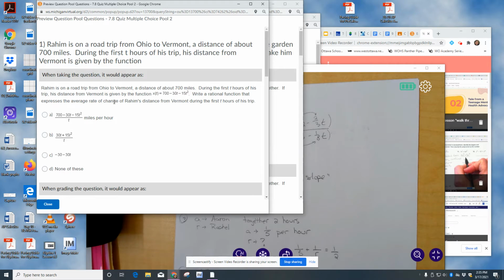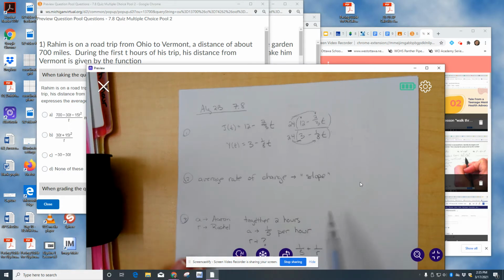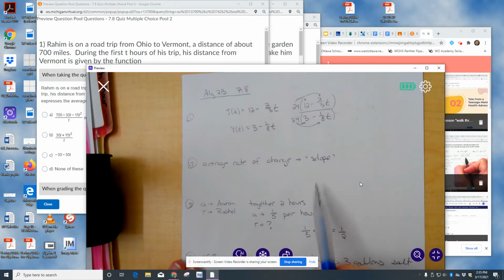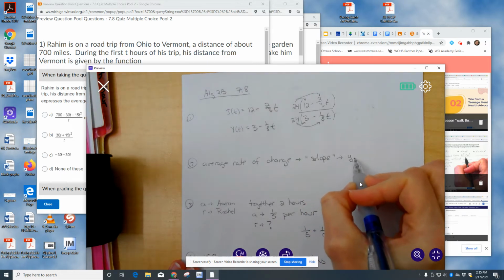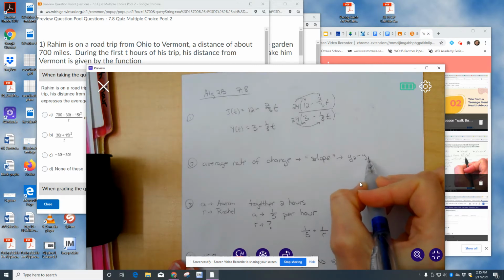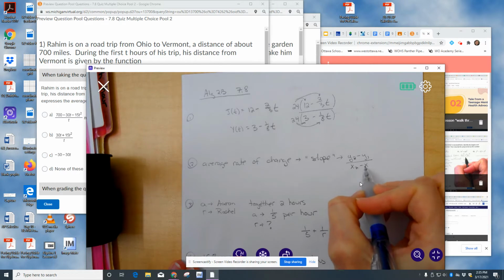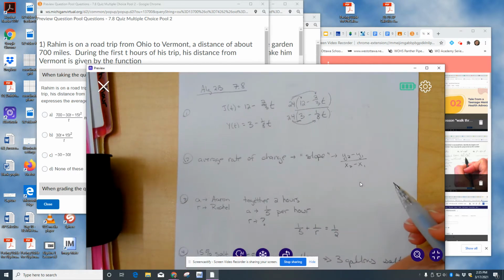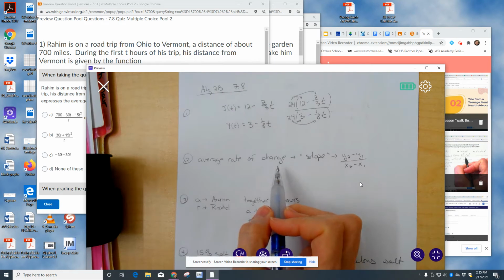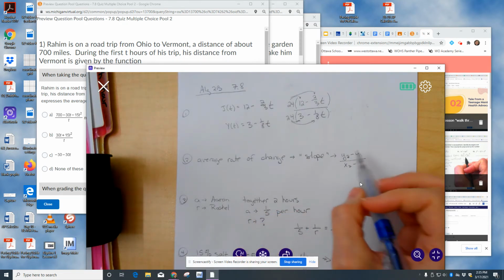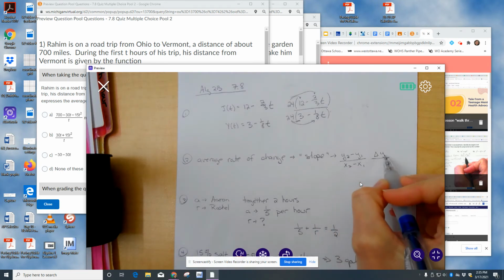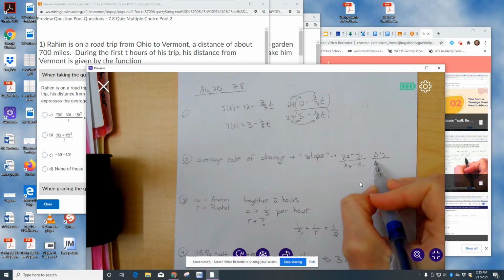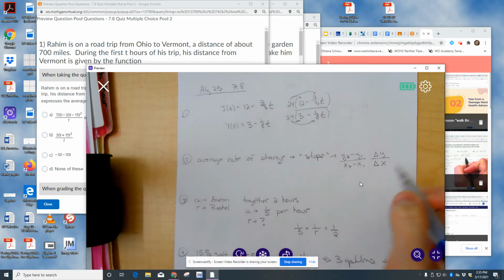Average rate of change. So when you are thinking of an average rate of change, what I want you to think of is slope. And when you think of slope, what I want you to think of is the slope formula, y2 minus y1 over x2 minus x1. That's all they're asking you for. The key word here is average rate of change. That's another word for slope. And remember, y2 minus y1 is just delta y. That's how much y is changing. And x2 minus x1 is just delta x. That's how much x is changing.